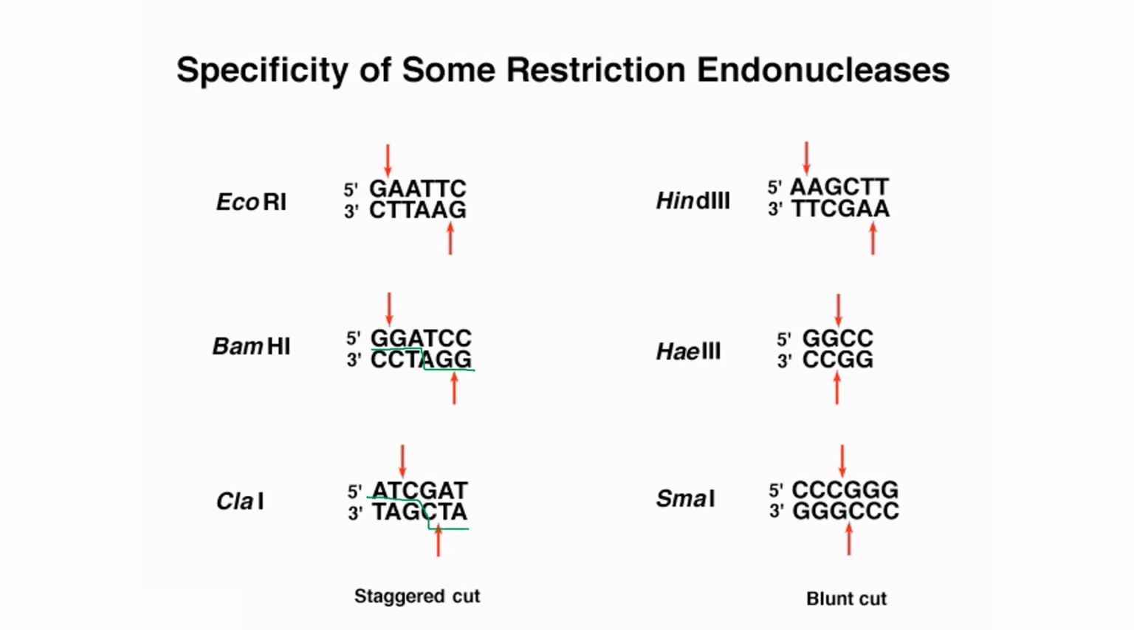So these are all enzymes that create sticky ends, as is HindIII. However, these two create blunt ends. So there are no overhangs here. And it takes a little extra work to get a cloning vector with DNA in it that contains blunt ends, but sometimes you don't have any other choice.